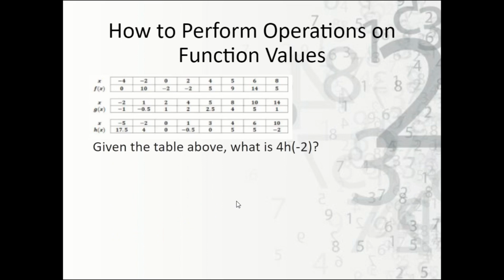Let's look at another example. So this one says, what is 4 times h of negative 2? So when x is negative 2, y is 4. So there's our value. And then we want 4 times that. So 4 times h of negative 2 is the same thing as 4 times 4. And 4 times 4 is 16.